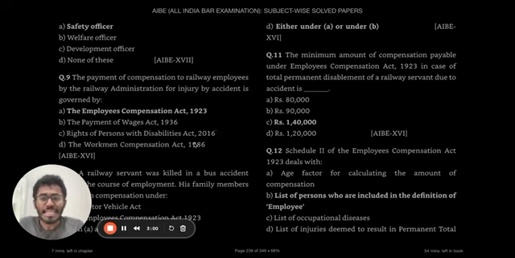Do the elimination technique. It's not the Rights of Persons with Disabilities Act, so you can eliminate it. The Workmen Compensation Act, no, it's not Workmen Compensation. It comes under the Employees Compensation Act. Remember, railway employees, it is always the Employees Compensation Act.